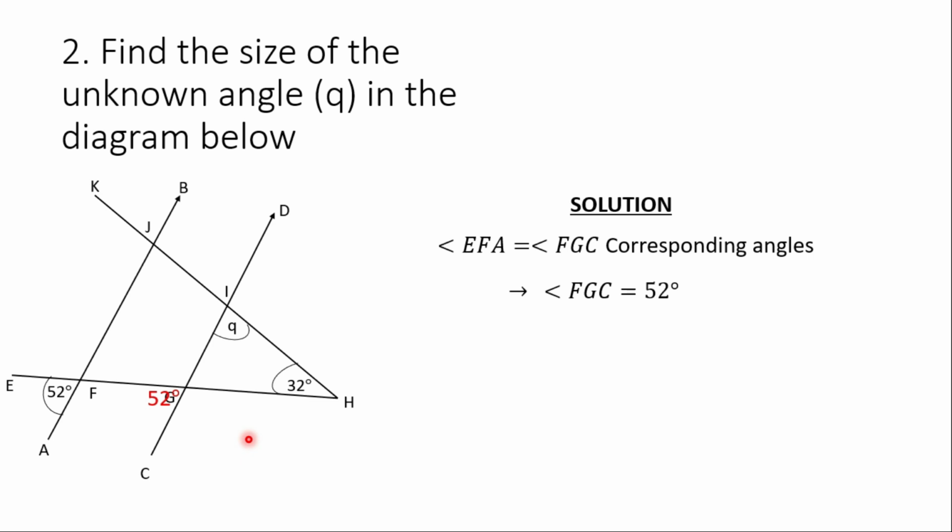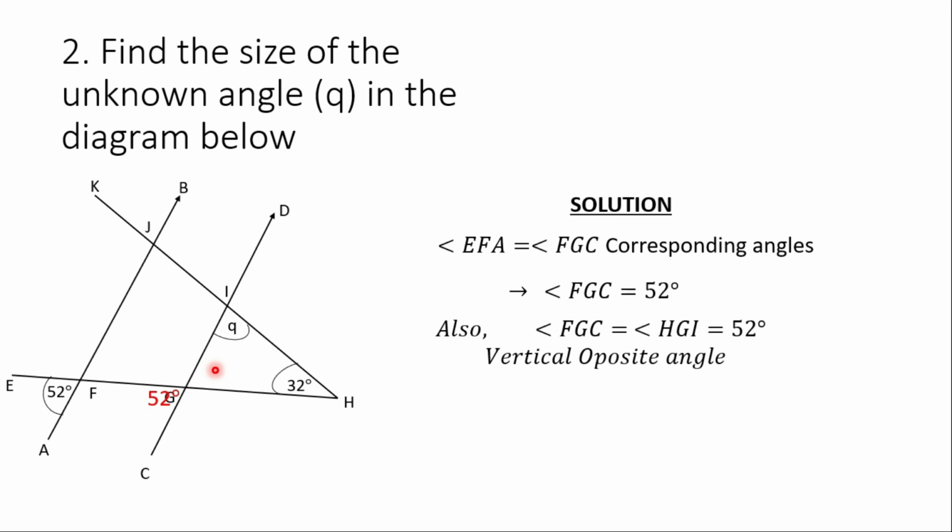Now also angle FGC, this same angle FGC, the 52 here, is equal to angle HGI, the angle here, that is vertically opposite. So the angle 52 degrees is equal to the angle formed over there. So it means I have here to be 52 degrees.